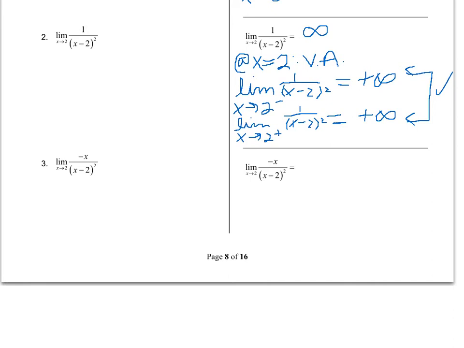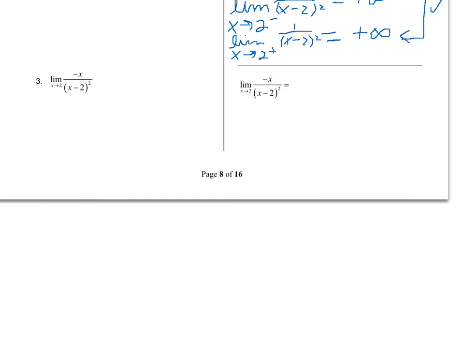I would like you to hit pause now and please try number 3 on your own. Okay, let's see how you did. If we substitute in 2 and try to evaluate this limit algebraically, we're getting a 0 in the denominator, nothing that we can cancel it with. So we're going to break it up from the left and from the right.